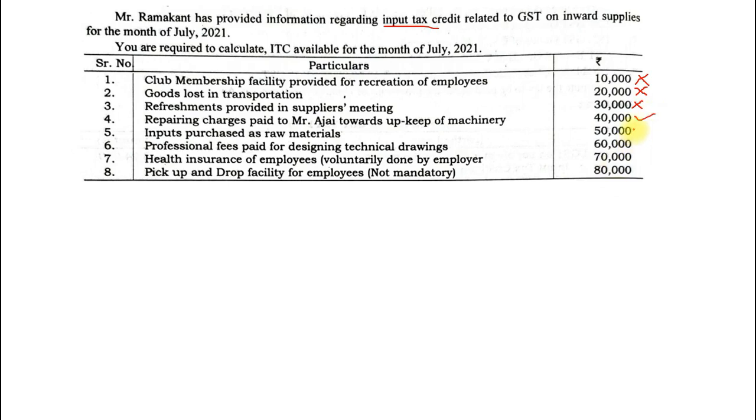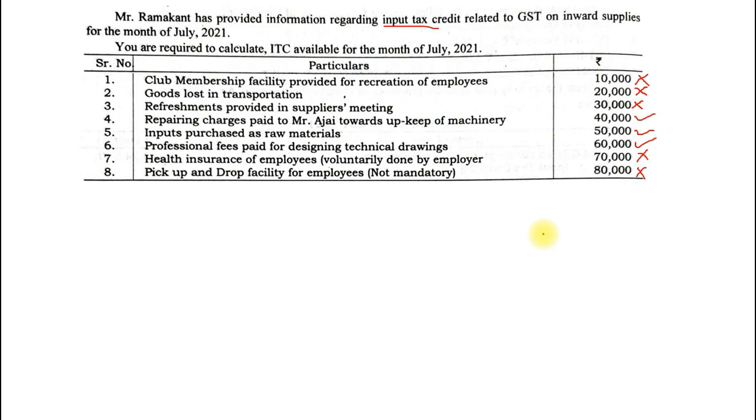Input purchase of raw material, nothing. It's not mentioned for construction, so yes. Professional fees paid, it is a normal service, yes. Health insurance, again, it is voluntarily done by the employer. Government hasn't told you to do so. So on this, ITC cannot be availed. And pickup and drop facility for employees, again non-mandatory, not given by government. Again, pickup and drop service, rent a car service, on all that ITC is not available. So basically, ITC was only available on these three. So 40 plus 50, 90 plus 60, 1,50,000. So 1,50,000 will be your total ITC.